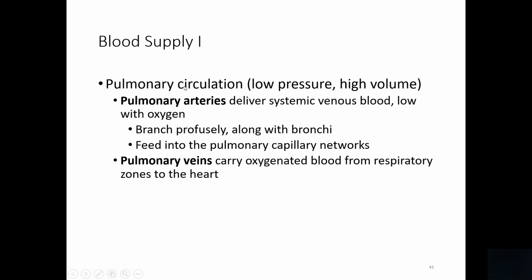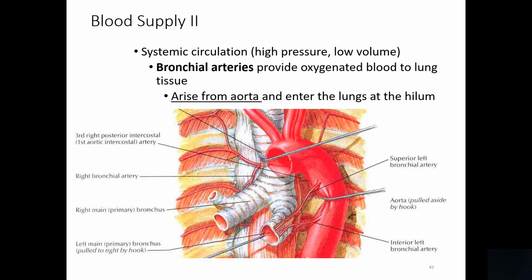Okay, blood supply. For gas exchange, lungs receive deoxygenated blood, low in oxygen, through the pulmonary arteries. You remember, I hope, that pulmonary arteries are branches of the pulmonary trunk that carries blood from the right ventricle of the heart. This deoxygenated blood that heart receives from vena cava, superior and inferior. Pulmonary veins carry oxygenated blood from respiratory zones to the heart. They enter left atrium.